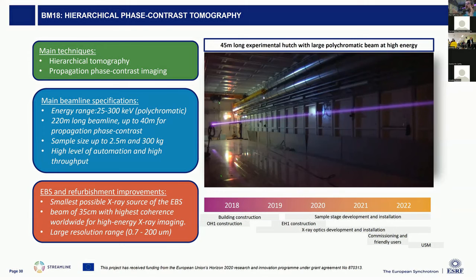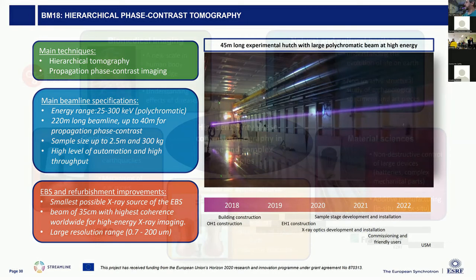And this propagation distance gives you basically the maximum contrast you can have. In terms of sample size, on BM5, we can do samples up to 30 kilograms. On BM18, it will be 300 kilograms. So it's really a very different scale. And as I said, this beamline has been built to take full benefit of the coherence of the new source. So it is a very large beam with very high coherence at high energy. It's something that is really unique.